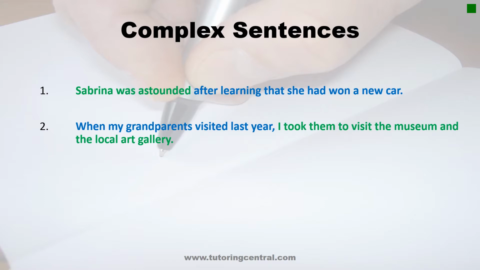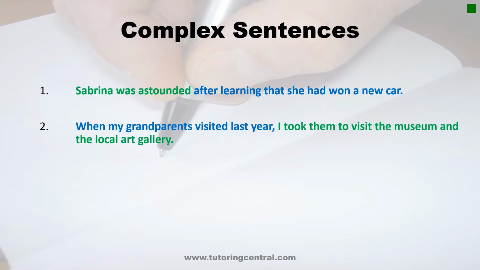Let's have a look at a couple more examples just to help you along to see how complex sentences are constructed. So number one, Sabrina was astounded after learning that she had won a new car. So the independent clause is still in green. Sabrina was astounded. That's a complete sentence by itself. You have a subject, Sabrina. You have a predicate, was astounded, and it completes the thought.